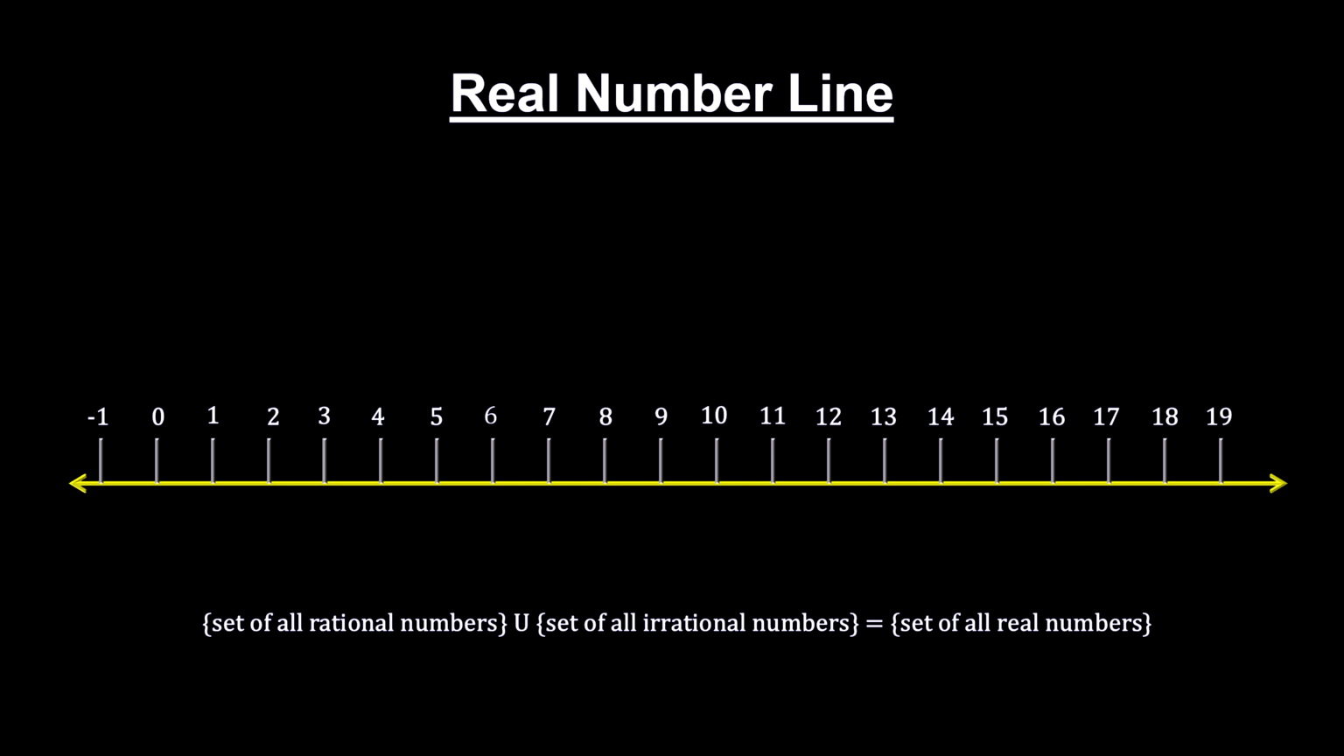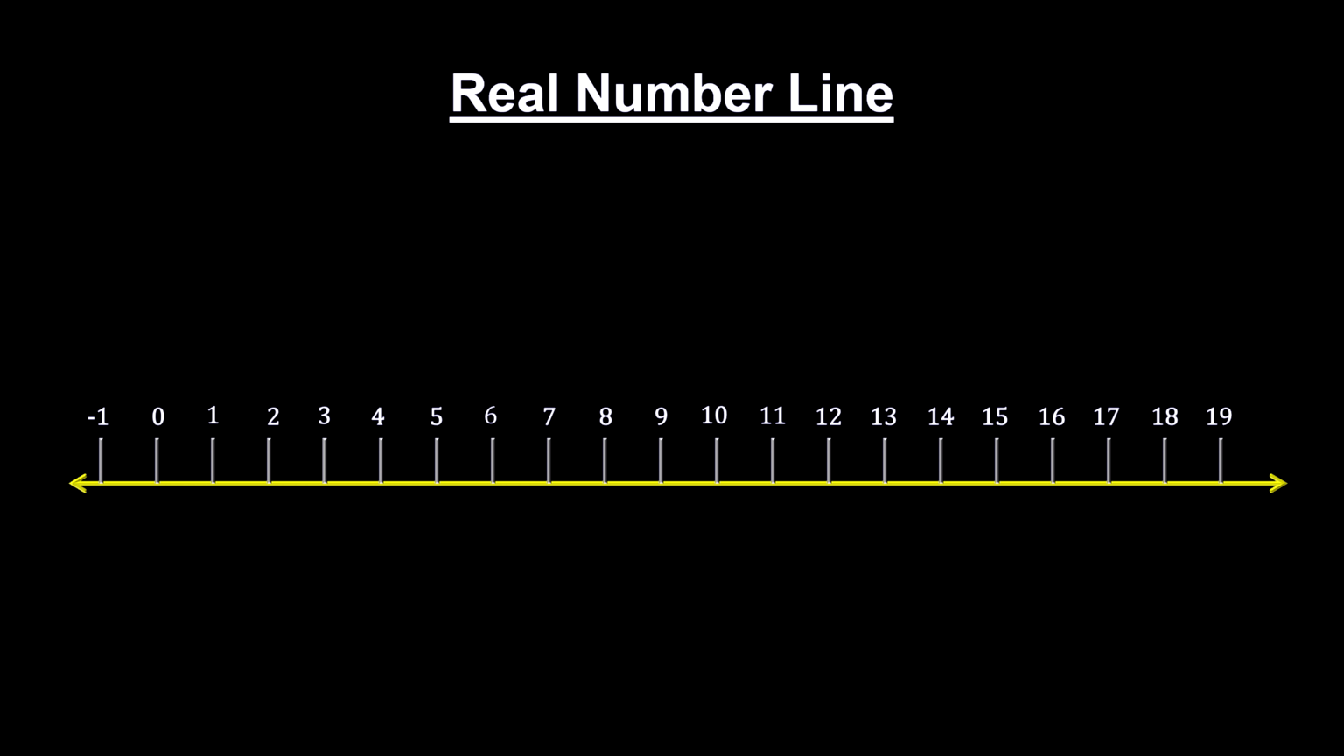The union of the set of rational numbers and irrational numbers creates the set of real numbers. But proving the basic number properties for a number line that includes irrational numbers turned out to be quite the problem.